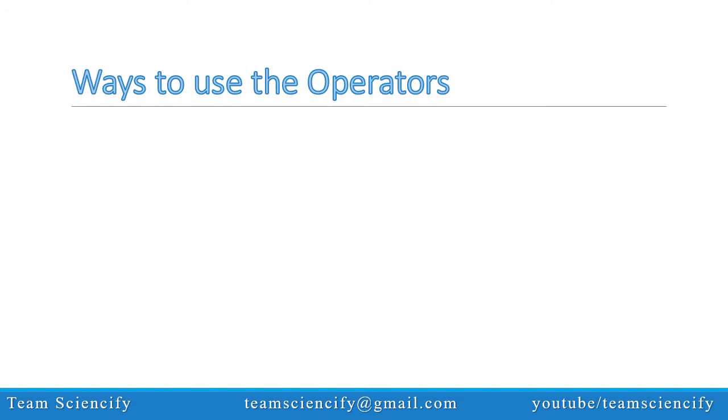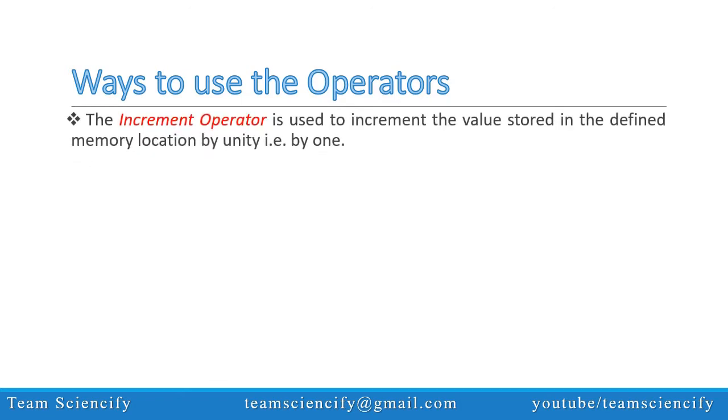Let's understand how to use the unary operators in C language. We will see some ways to use these operators. The increment operator is used to increment the value stored in the defined memory location by unity, that is by 1. Syntax: num plus plus.